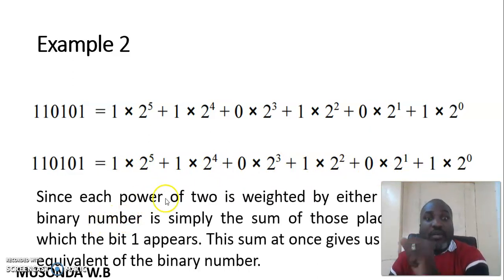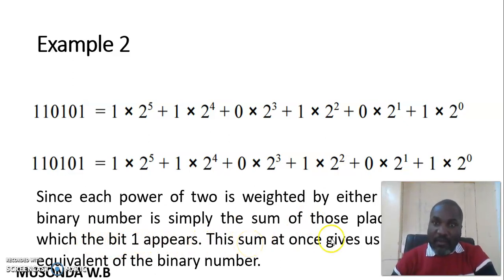Now, since each power of 2 is weighted by either a 0 or a 1, the binary number is simply the sum of those place values in which the bit 1 appears. The sum at once gives us the decimal equivalent of that binary number.